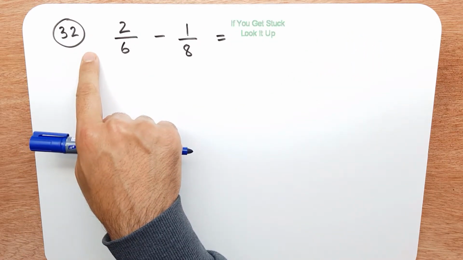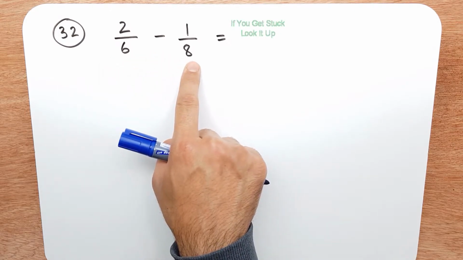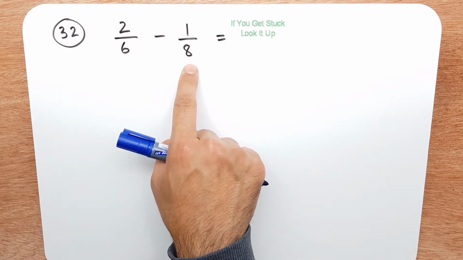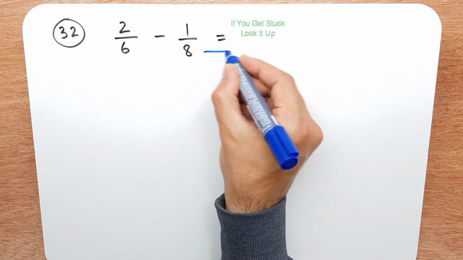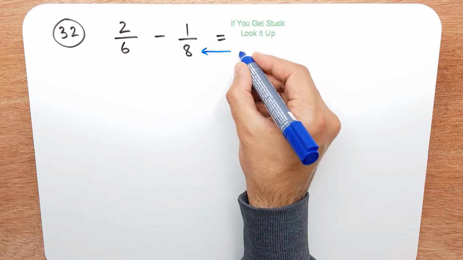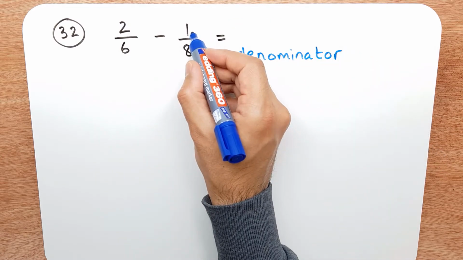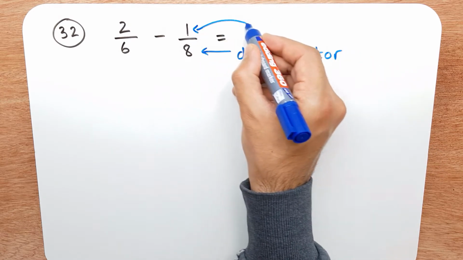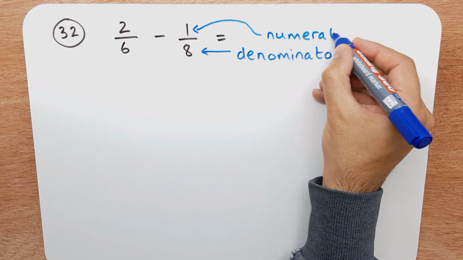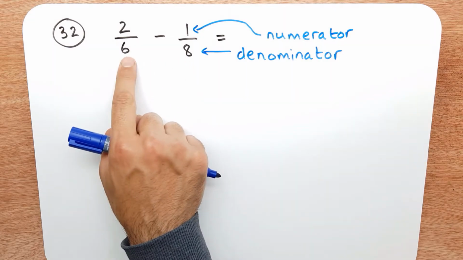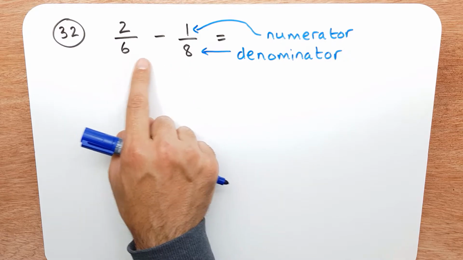Question 32 is 2/6 take away 1/8, and you have two fractions. Now, if you look carefully, the bottom number is called the denominator, and the top number is called the numerator. Now, the denominators are different, and we have to make them the same.